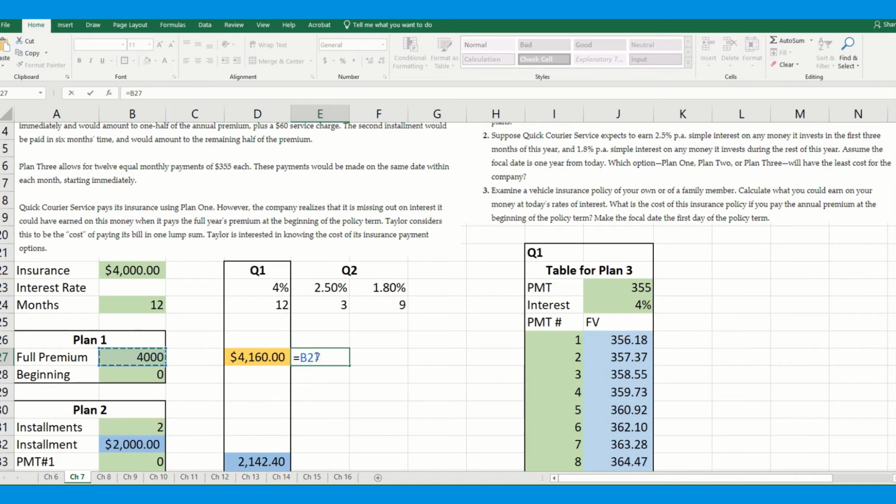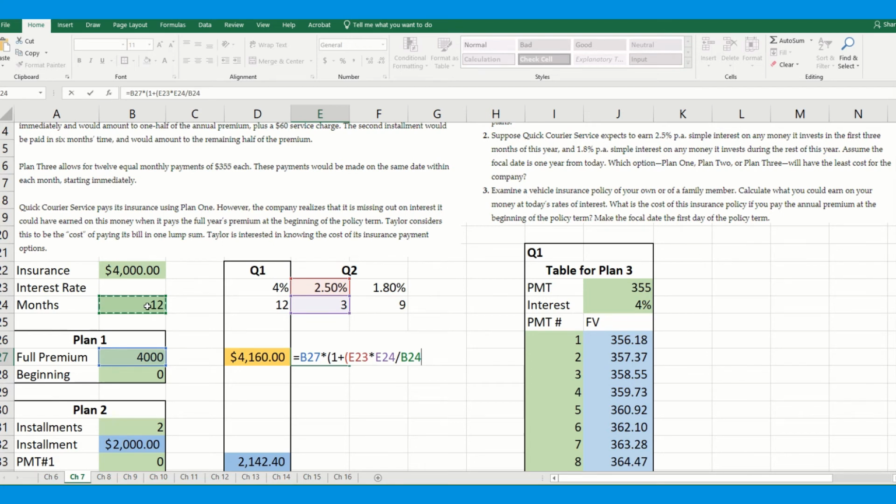So we have B27, which is the full premium. And it is going to be times bracket 1 plus bracket our interest rate of 2.5 times 3 months divided by our total number of months.